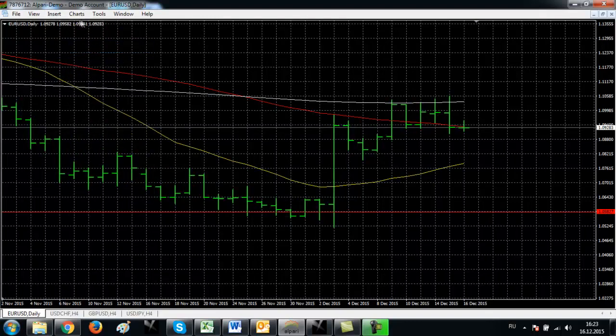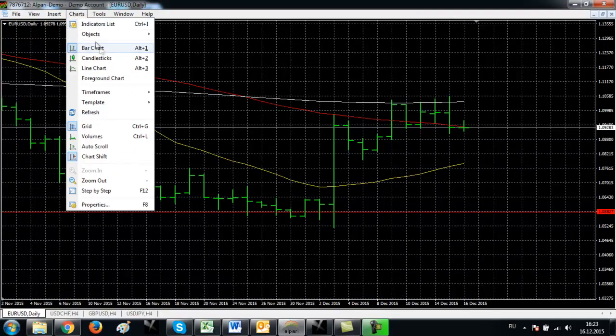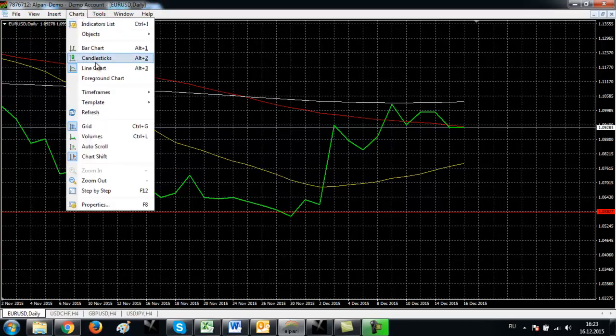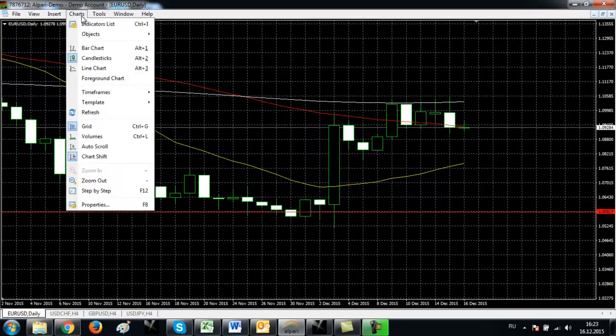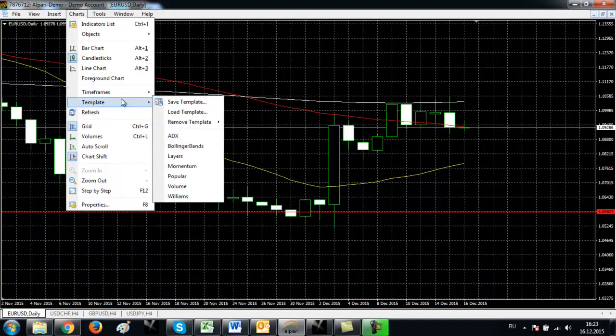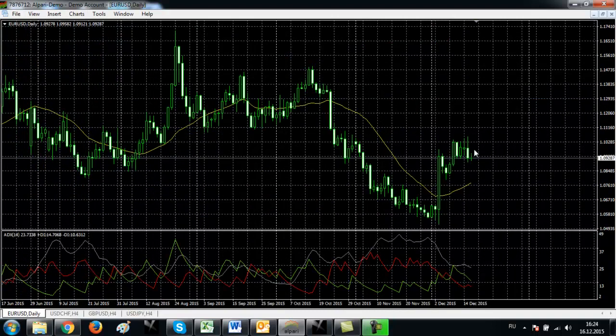You can also put different types of chart indication. Thus, you can put a bar chart, a linear graph, as well as candlesticks. You can also block different time frames and put different types of technical analysis, like ADX. They show the price movement conditions for opening and closing positions.